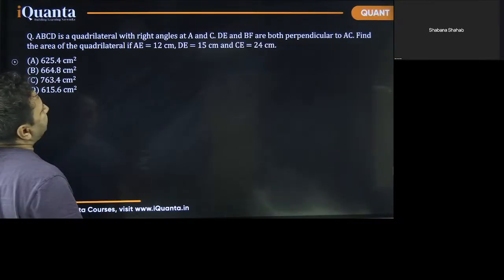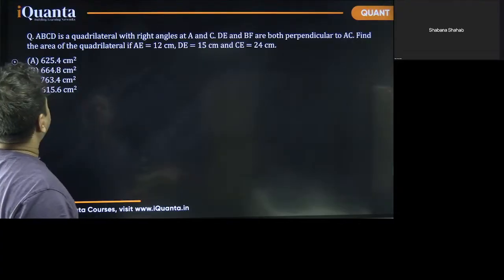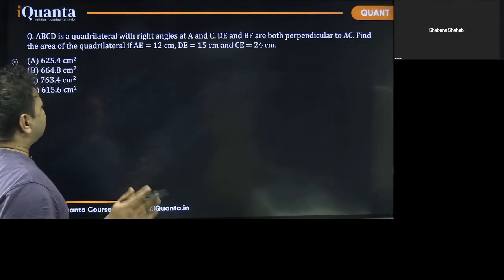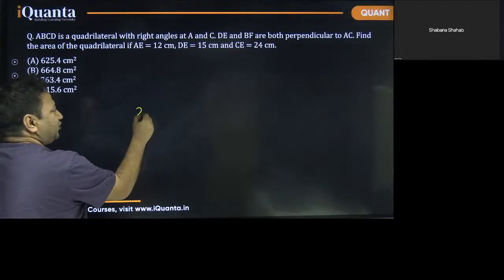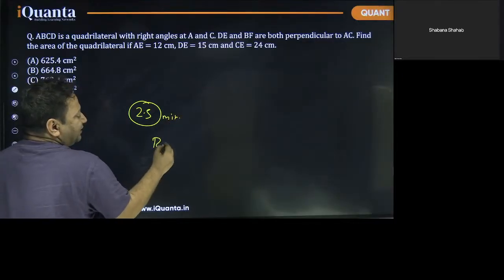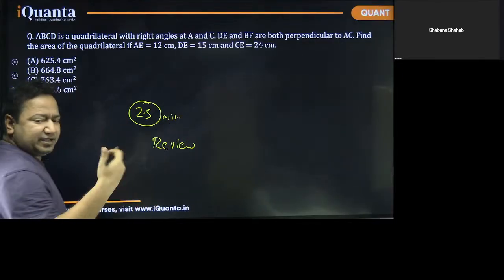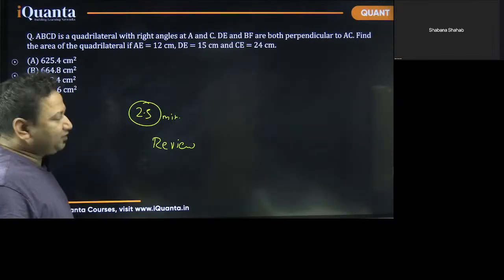Next. ABCD is a quadrilateral with right angles at A and C, DE and BF are both perpendicular. Area of the quadrilateral is this. So this question is again calculative, but in 2.5 minutes you can do it, or you can skip it, or you can probably mark it for review and move ahead and then come back in the second round of discussion. Okay? So Ashish is the only person who is commenting over here.